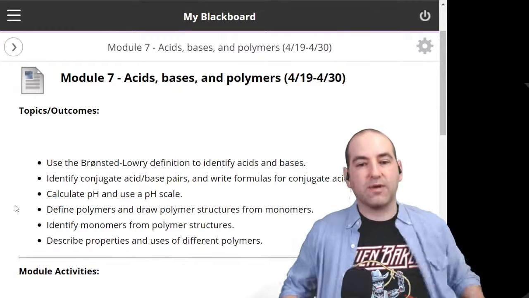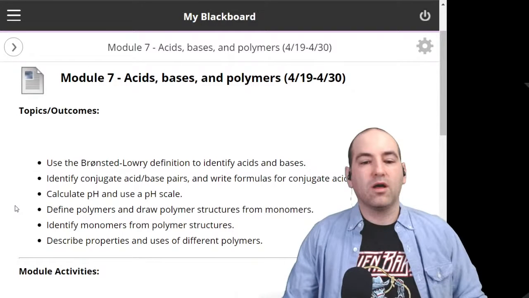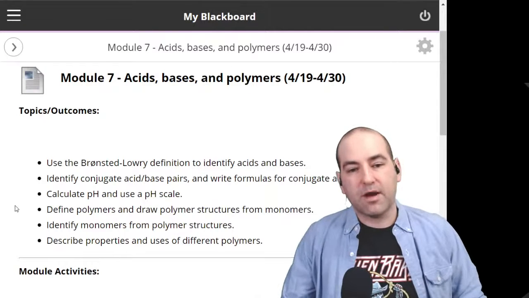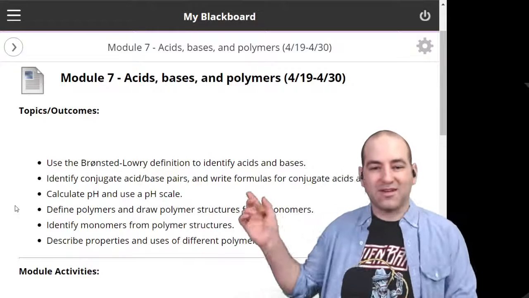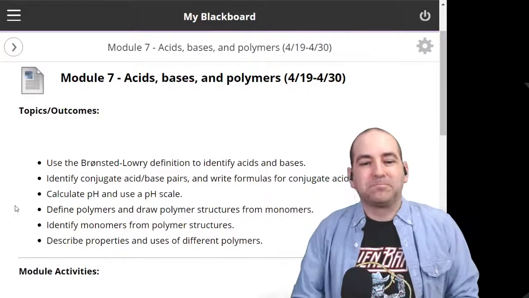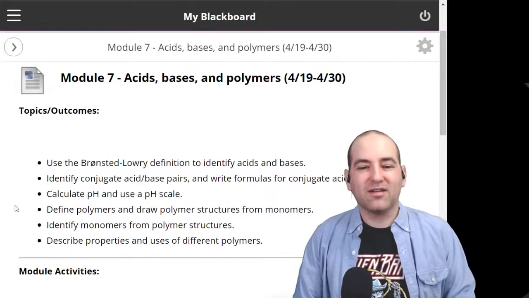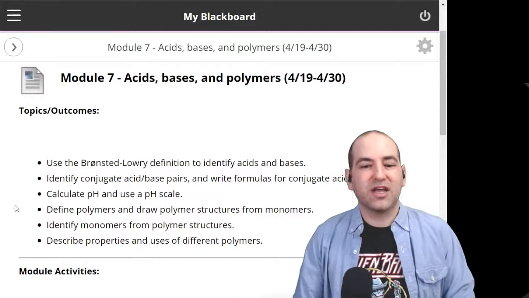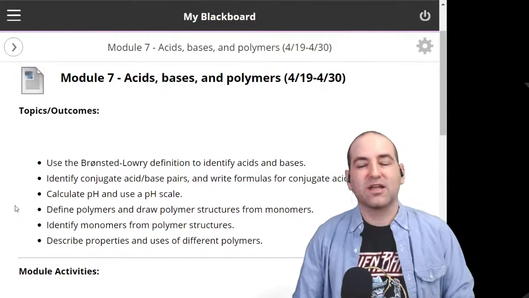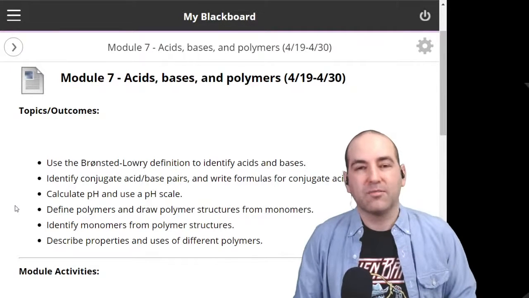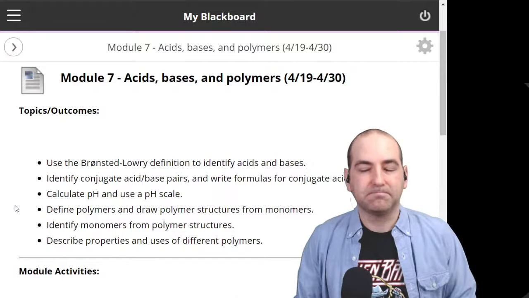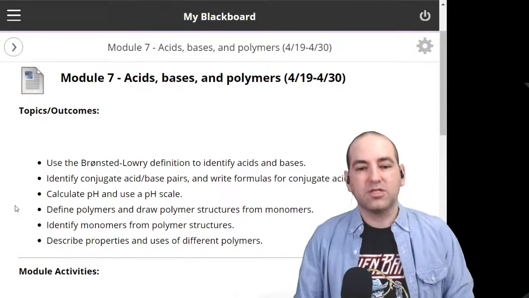So for this module, we were learning about acids, bases, and polymers. These are your objectives. You've got to identify acids and bases and conjugate acid-base pairs: which one's acting as an acid, which one's acting as a base, and what happens when they lose a hydrogen. That's the stuff that's on the quiz. Then, calculate pH and use a pH scale.